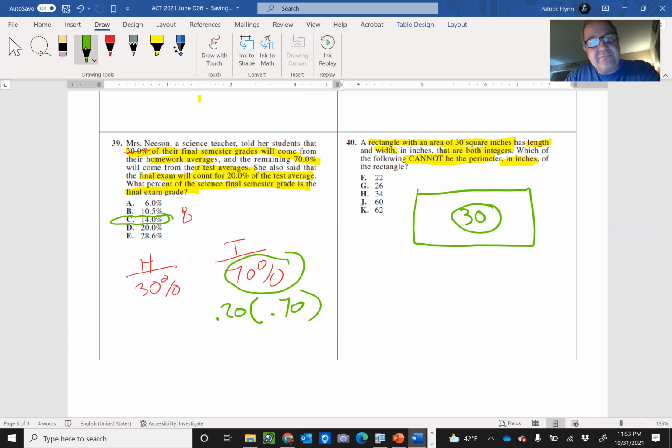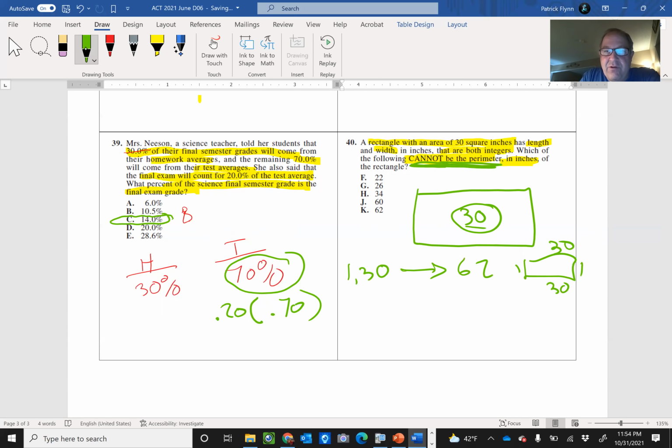Well, it's going to be a trial. There are ways to go about this, but I think ACT wise, the quickest way is just to try numbers out. Like to get an area of 30, the sides could be 1 and 30, right? Because 1 times 30 is 30. Well, if those are the sides, then the perimeter would be 62, right? Because you'd have a 30 and a 30, a 1 and a 1. Well, 62 is possible. The question says cannot be the perimeter. It's in capital letters, but sometimes people miss it. So I'm going to cross off K because that can't be it.